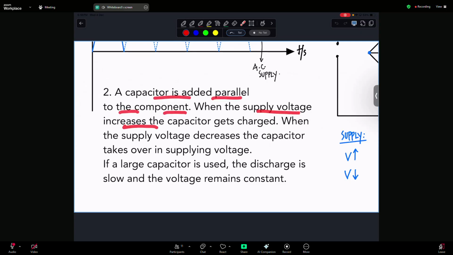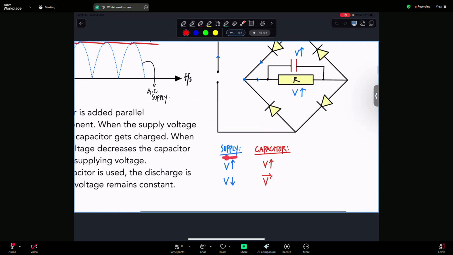When the supply voltage increases, the capacitor gets charged. When the supply voltage decreases, the capacitor takes over supply voltage. It becomes the main supply. If a large capacitor is used, the discharge is slow and the voltage remains constant. And if you see here, when the supply increases, the capacitor increases; when the supply decreases, the capacitor doesn't decrease. Why? Because the capacitance is very high, so it doesn't discharge. That's why you'll find the capacitor voltage remains constant. So the voltage across the component, what does it always stay? Steady.